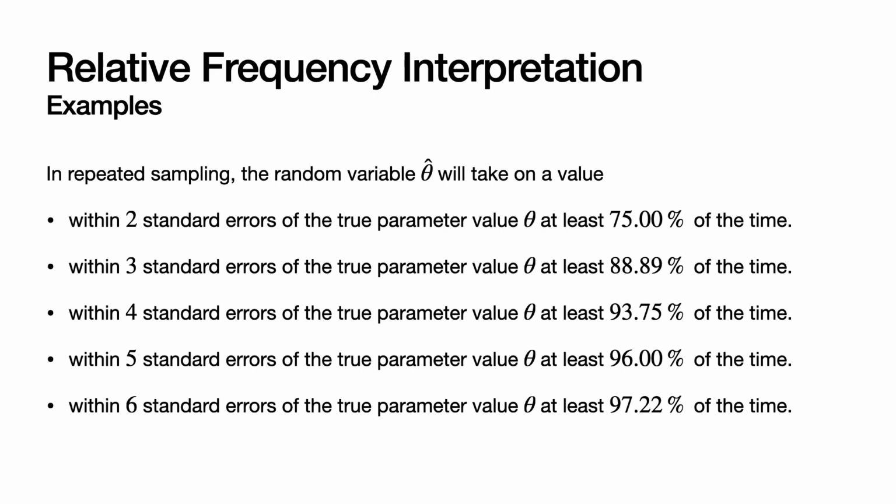It will take on a value within 5 standard errors of the true parameter value theta at least 96% of the time. And theta hat will take on a value within 6 standard errors of the true parameter value theta at least 97.22% of the time. And again, these bounds are guaranteed.